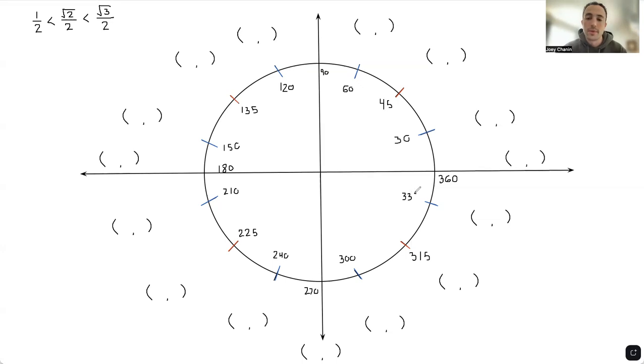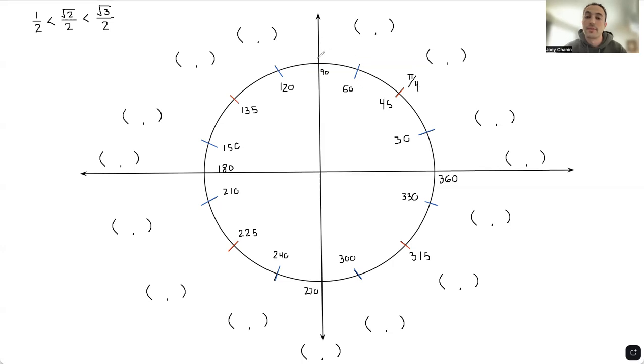Very often we need to know these measurements in radians as well. You could always do the conversions, that might take some time, but we can do a similar thing. Starting from the red tick marks, these go by pi over 4. So this first one is pi over 4.